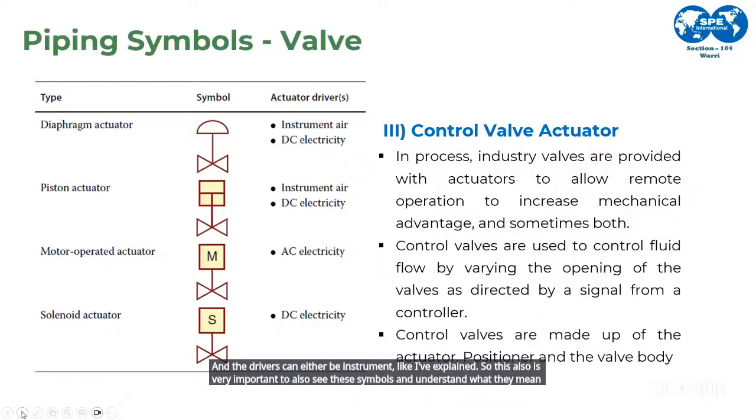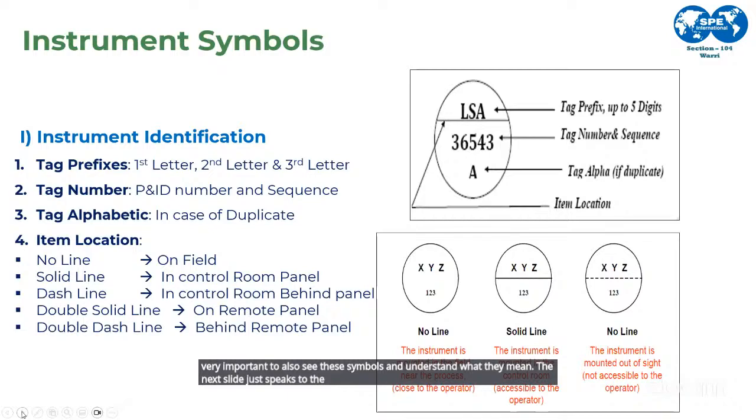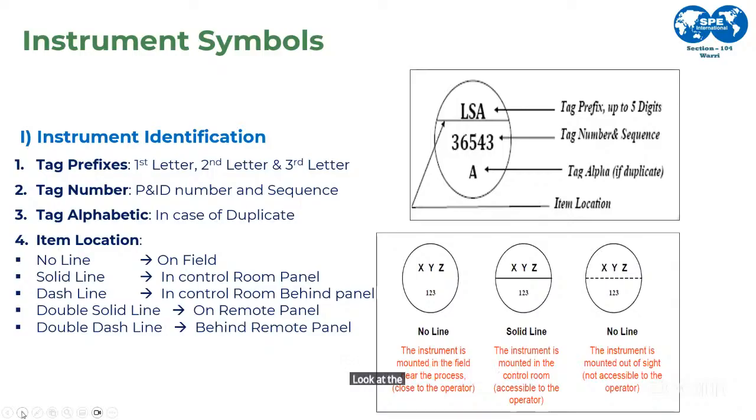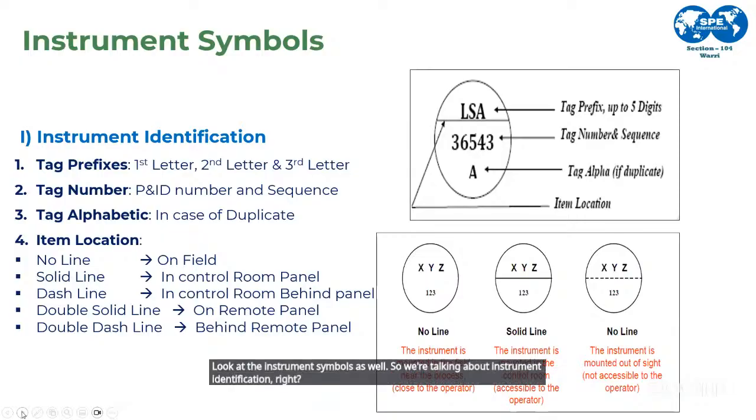The next slide just speaks to the instrument symbols, right? We've talked about equipment symbols, and it's now important to look at the instrument symbols as well. So we're talking about instrument identification, right? As we've explained, sometimes we have prefixes, they can be one letter, a second letter, or a third letter. And sometimes you also have tag numbers as well.